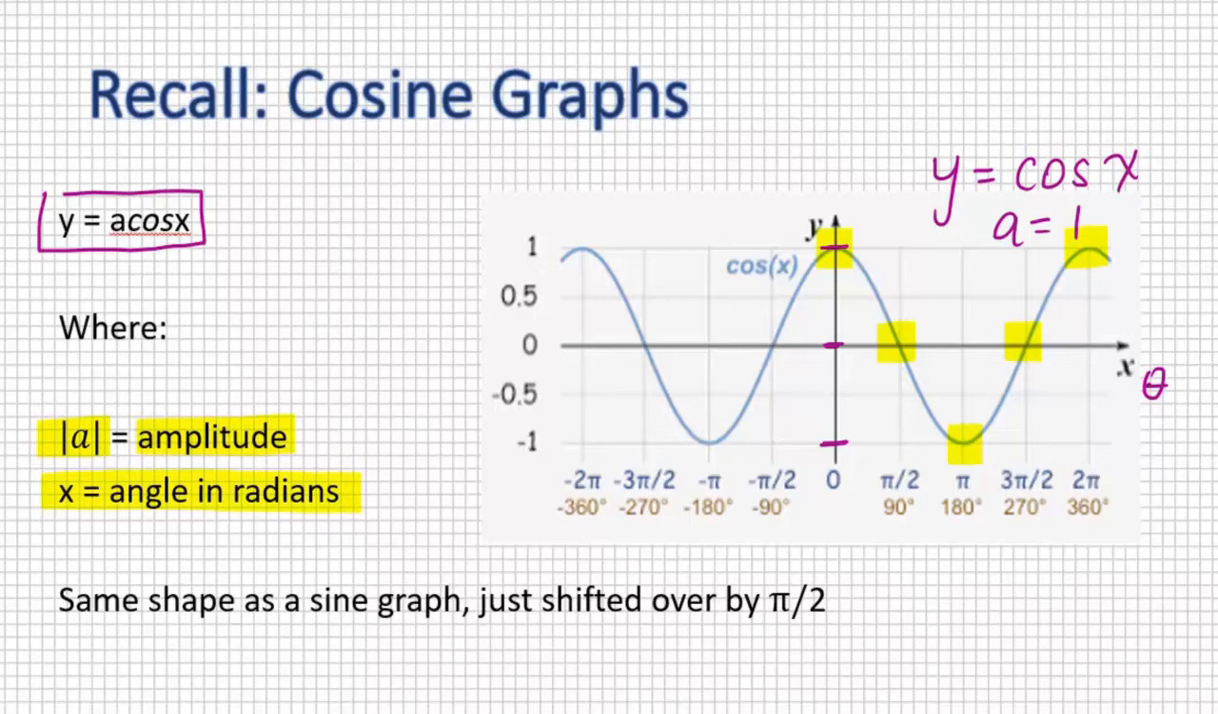If a had a value of 1/2, for example, if we were graphing y is equal to 0.5 cosine of x, the maximums would be at y is equal to 0.5. The minimum would be at y is equal to negative 0.5. And the zeros stay at 0. So we'd have a graph that has the same shape, it's just compressed in the y direction.